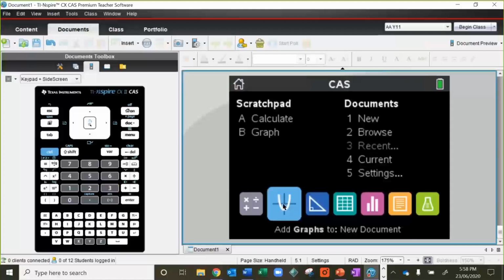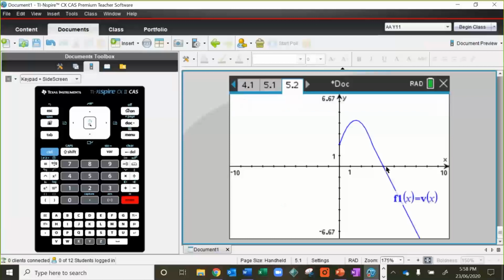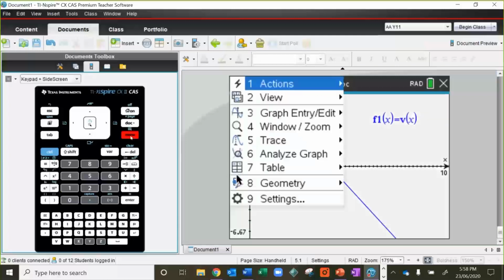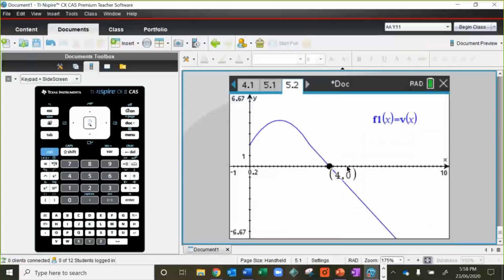If we now graph it as v in x, that's the graph we get. So let's see a better screen. So that's the velocity time graph. If I use analyze zero, that tells me that this particle will stop after 4 seconds.